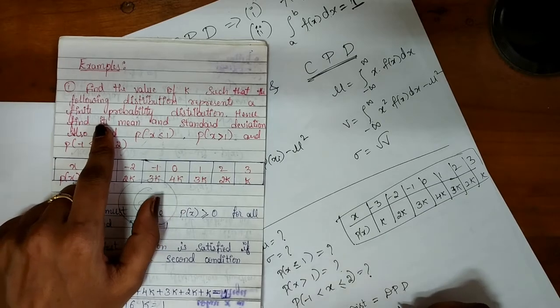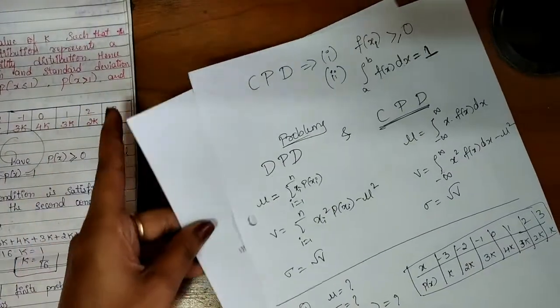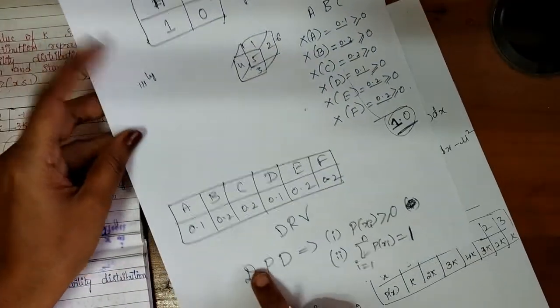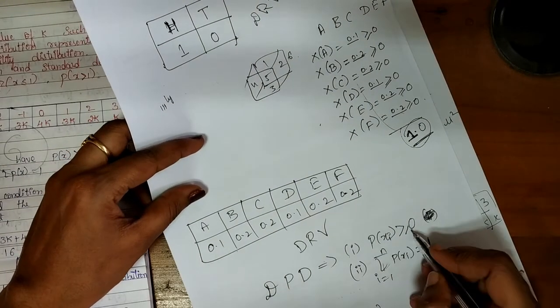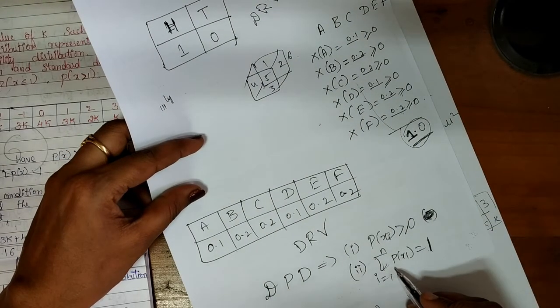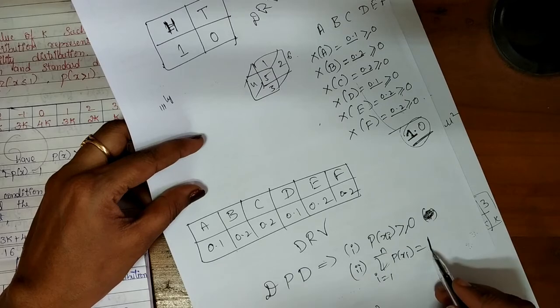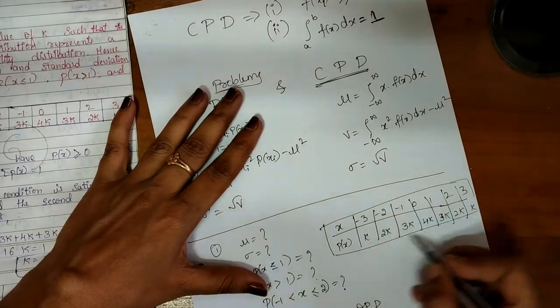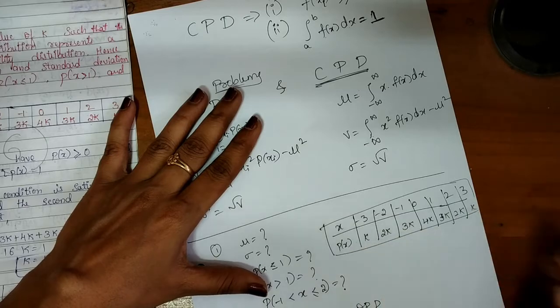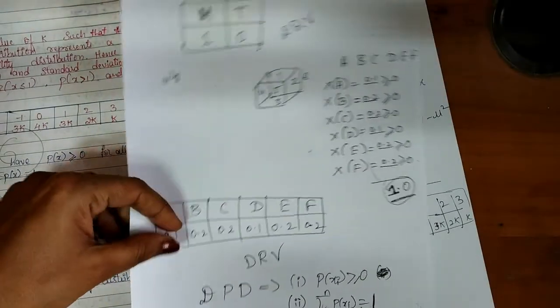In a discrete probability distribution, what is the condition? I told you, for the discrete probability distribution, these are the two conditions to follow. Each and every probability must be greater than or equal to 0, and the sum of all the probabilities must give you 1. So by using this condition, I can add these probabilities, and I have to equate it with 1.